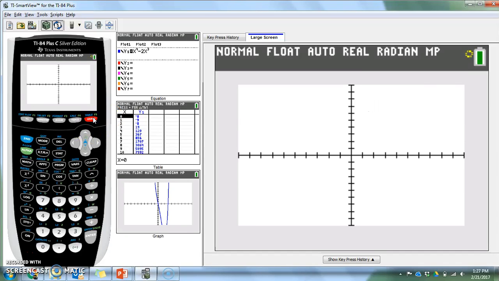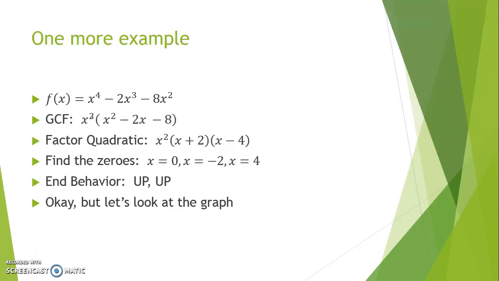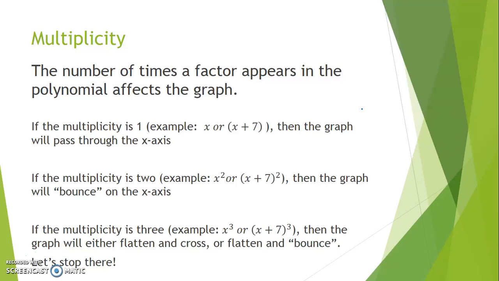Now as we wait, we're going to see something interesting happen at x equals 0. Now if you notice, it bounced at x equals 0 and then went up, up like we said it would. So let's look back at our zeros. Now if you notice our zeros, we have x squared. If we actually did x squared equals 0, what that means is we would have x equals 0 and x equals 0.